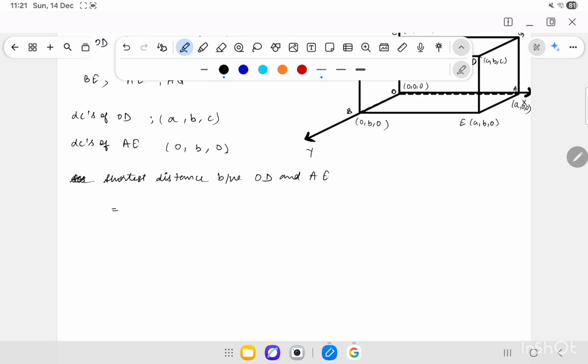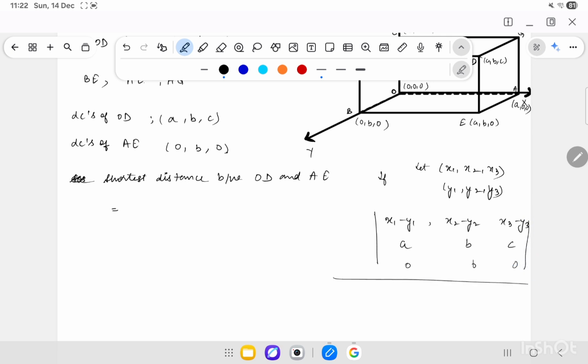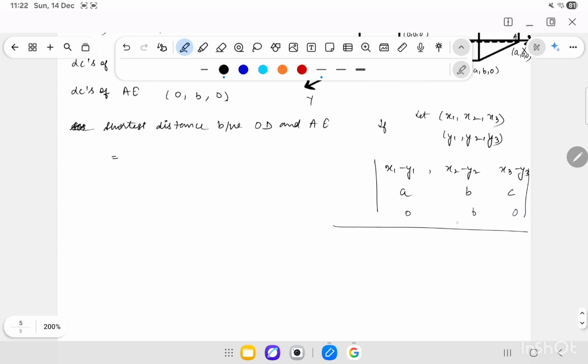Now the shortest distance formula says that, if these are the direction ratios, and let x1, x2, x3 and y1, y2, y3 be the points via which these lines are passing, then the shortest distance is given by the determinant of x1 minus y1, x2 minus y2 and x3 minus y3, and the direction ratios, that is a, b, c and 0, b, 0, divided by the square root of the magnitude of the cross product of the direction ratios, that is a, b, c cross 0, b, 0. So this is the shortest distance formula.